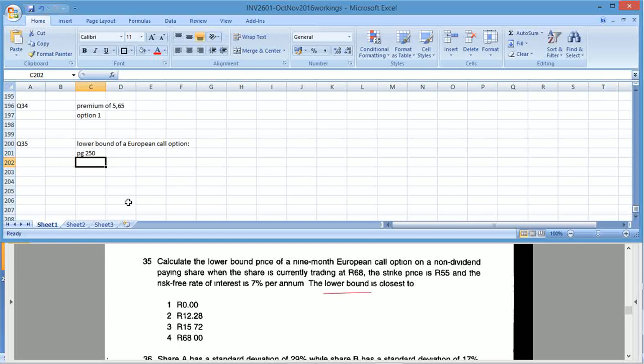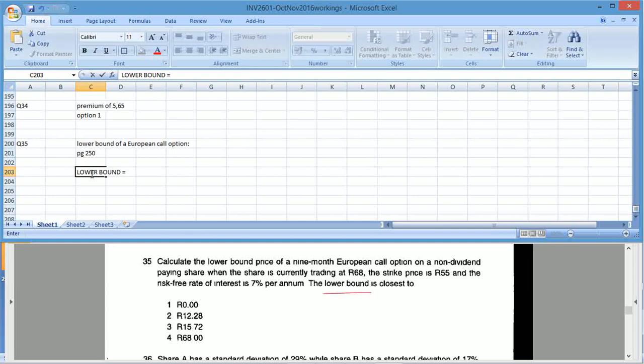What did they want here? The lower bound. Okay, the lower bound for, we're looking for what type of instrument? It's a 9-month European call option. Okay, so if we're looking at a European call, I'm looking for the bounds for a European call. That was an American, the value of a European call. Okay, there we go. And I want the bound.